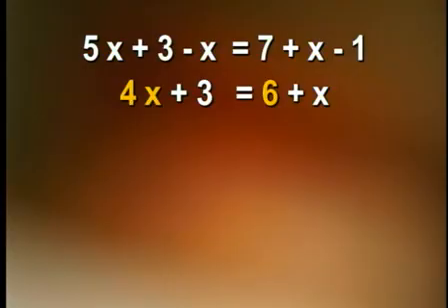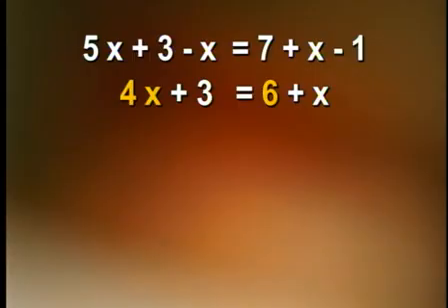The 3 does not change. On the right side, we can do 7 minus 1 because they're both in the ones place. And 7 minus 1 is 6. So we're left with 4x plus 3 equals 6 plus x. Now we know what to do.